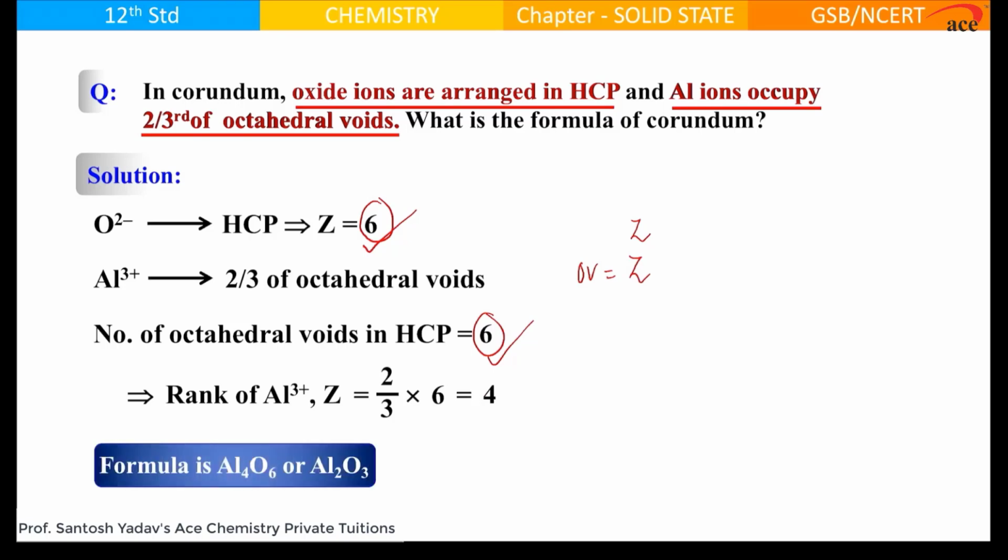So, what is the formula? Aluminium will be 4, oxygen will be 6. So, if you simplify, it will be Al2O3, and that is what we really know. Aluminium oxide has a formula of Al2O3.